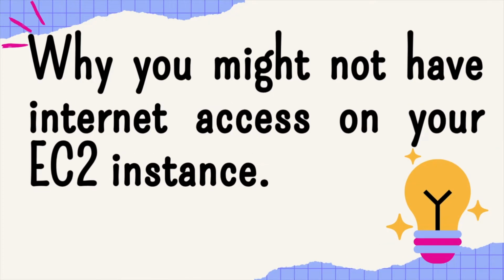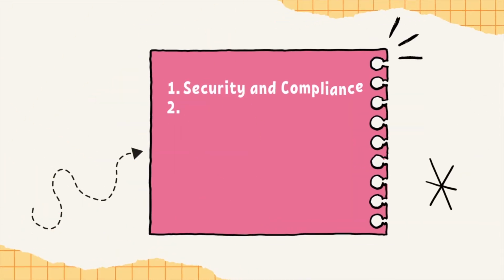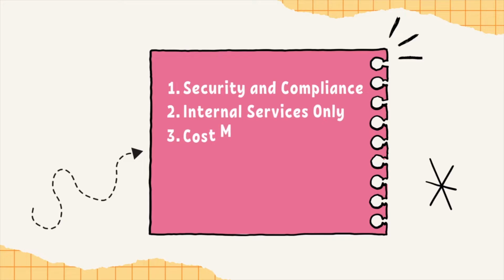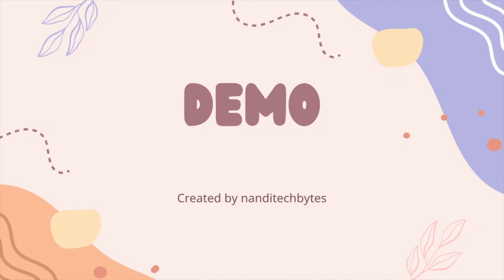First things first, let's understand why you might not have internet access on your EC2 instance. For example, to enhance security and meet compliance requirements. Secondly, if the EC2 instances are intended to serve only internal applications or services. And third, maybe to control costs associated with internet data transfer. Now, without waiting further, let's get going with the demo.